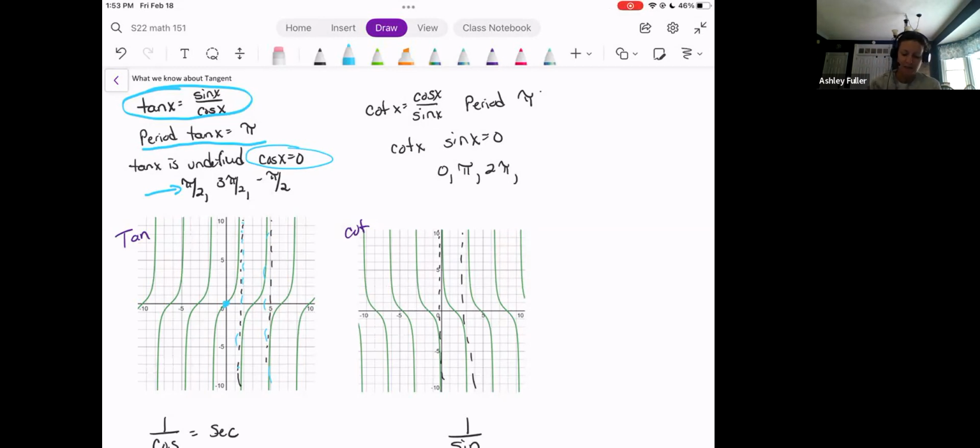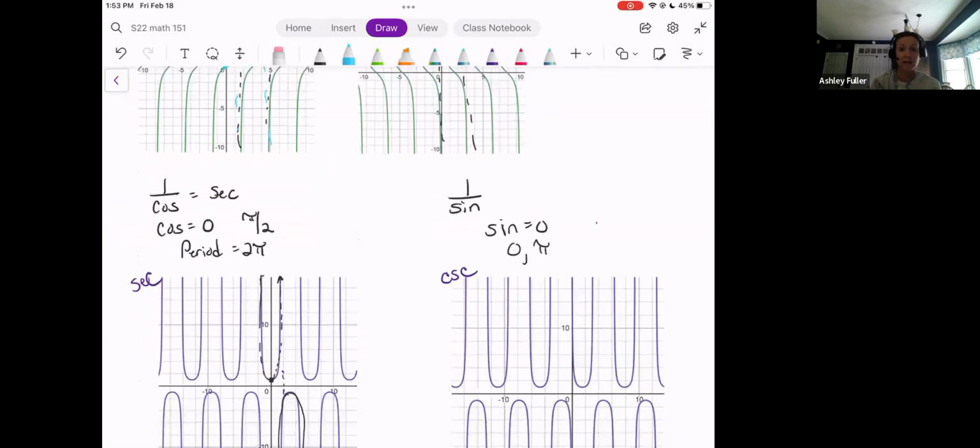Cotangent, in contrast, is going to not exist anywhere that the sine is equal to 0. It also will have a period of pi. And then these vertical asymptotes are now going to occur at 0, pi, and 2 pi. And notice how this changes the look of the graph as well. You need to be able to recognize those two basic forms of both tangent and cotangent.